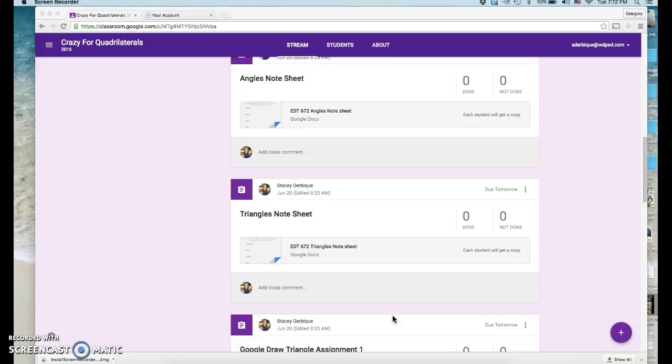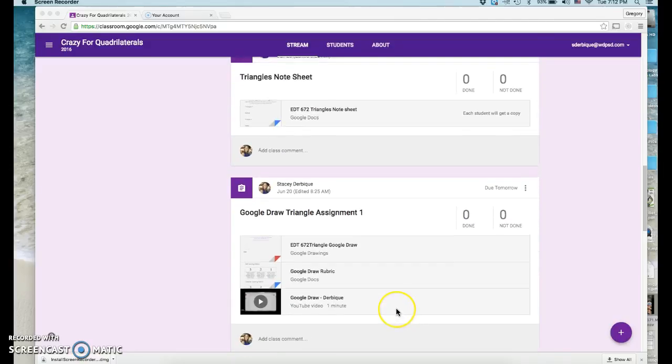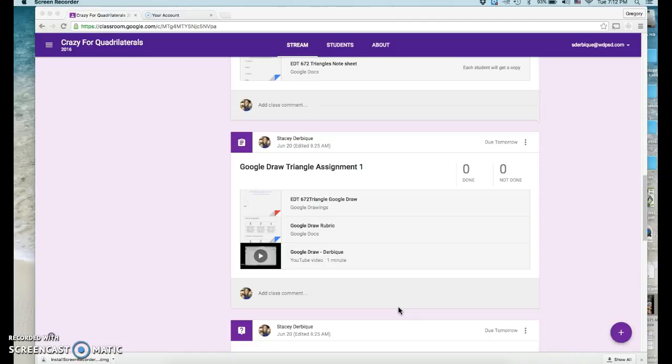Their first assignment will be using Google Draw. Students will have to draw the three types of triangles. There is a rubric, and I have also screencasted how to do this, because this will be their first type of assessment for this unit.